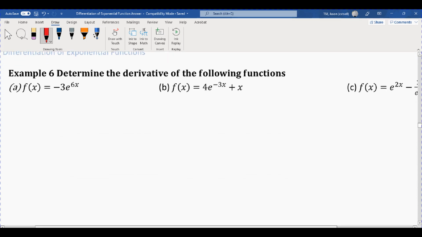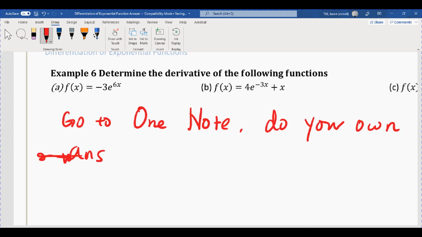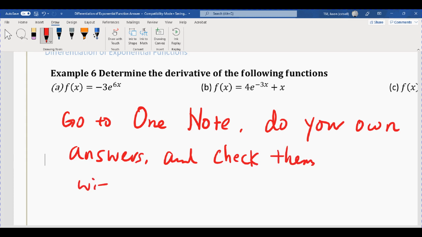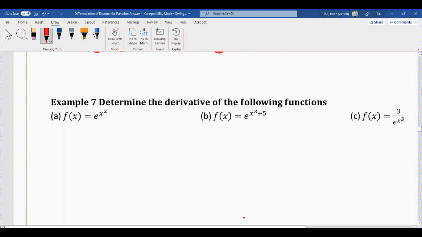All right, so for example 6, I'm not going to do this here, because I would like you to go to the OneNote and do your own answer. Track them with the PowerPoint in the OneNote. Is that okay? Good luck.